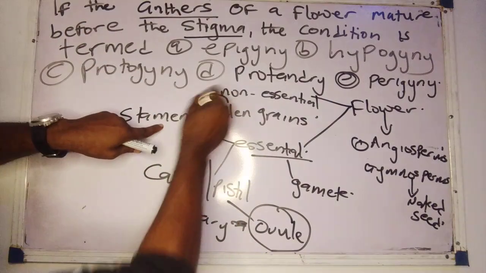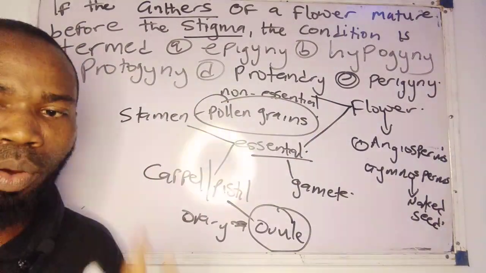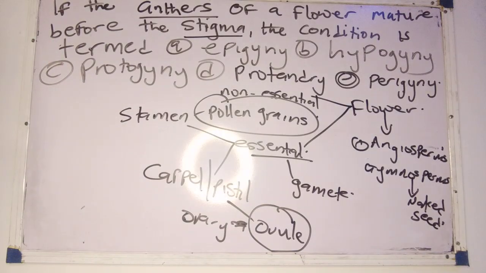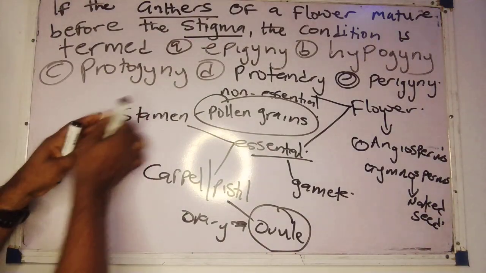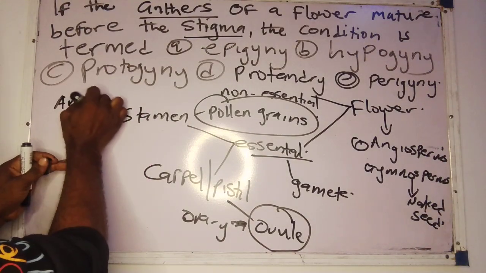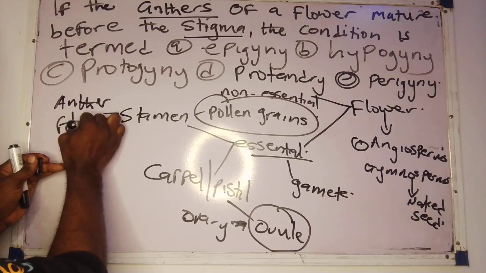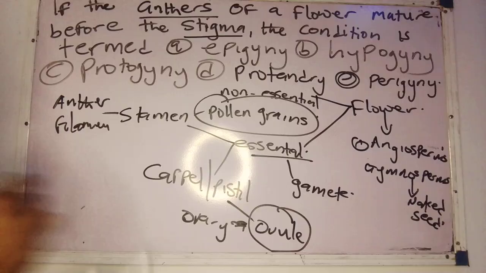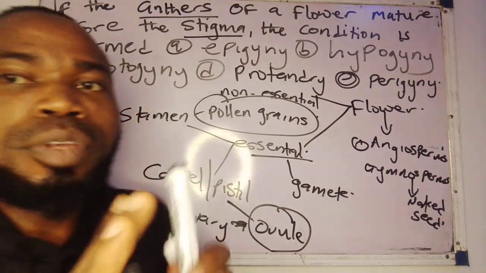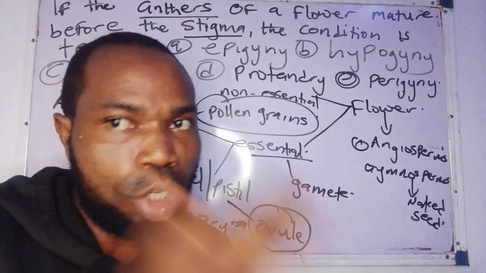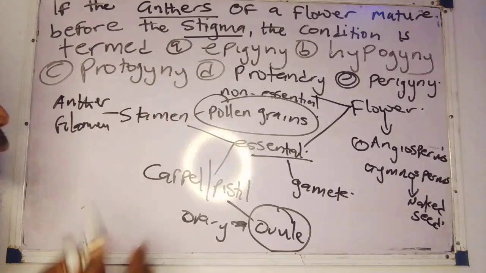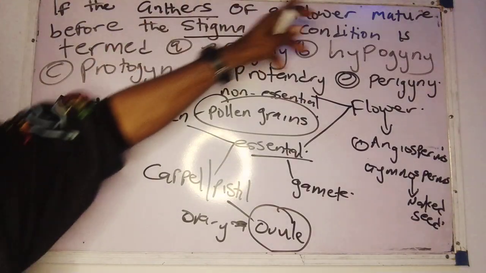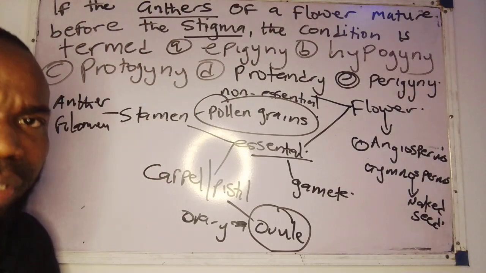Know again that pollen grains are the male gamete of a flower. Now let's go to our question. They said if the anther. Now this stamen is made of anther and filament. That means these pollen grains actually form inside the anther. So this anther is part of the male structure of the flower. You get them now, because it's part of the stamen. Now they said if the anther of a flower matures before the stigma, what will happen?